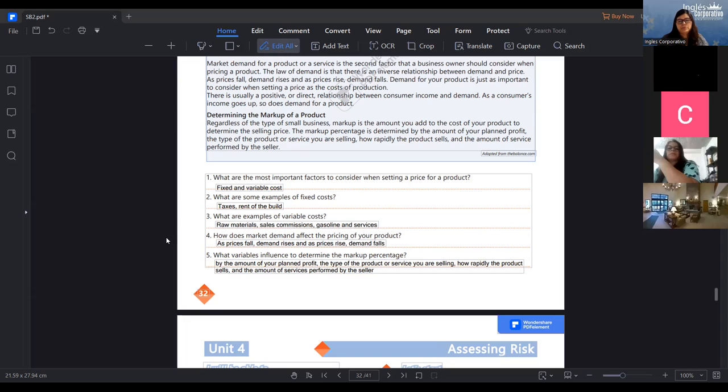Now, number five, what variables influence to determine the markup percentage? The amount of the planned profit, the type of the product or service you are selling, how rapidly the product sells, and the amount of services performed by a seller. Okay.